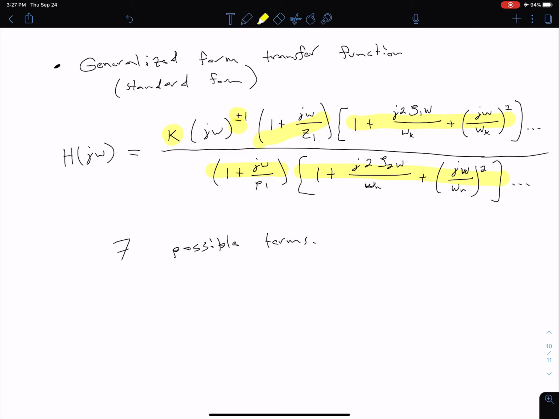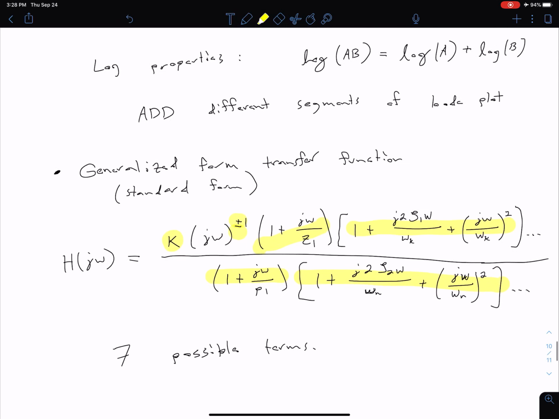Basically we're saying no matter what type of transfer function we have, we can always somehow relate it to these 7 possibilities. So in future videos, we're going to look at each of these possibilities and ask, what does their magnitude plot look like? What does their phase plot look like? And then we can plot each one in turn.